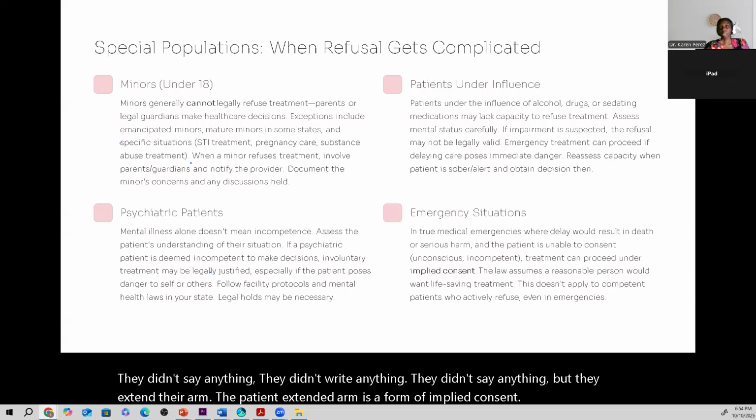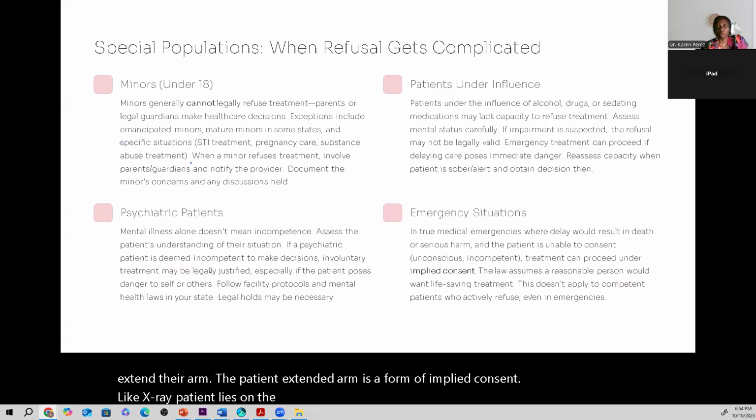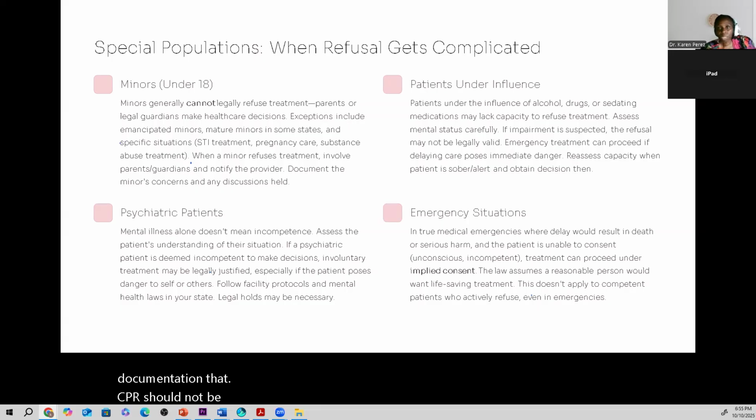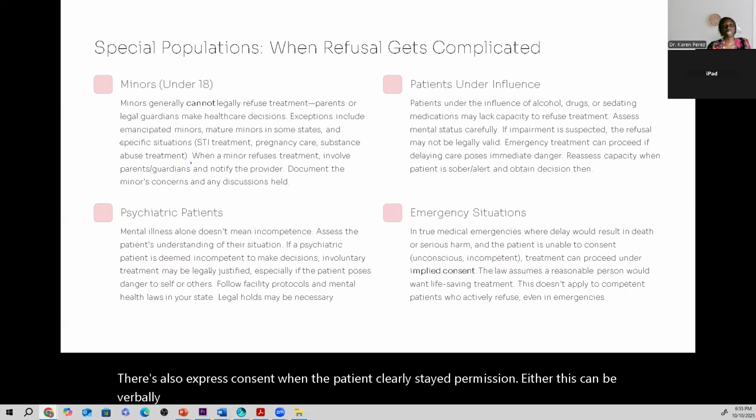Like an X-ray, the patient lies on the table for an X-ray when asked. It's implied. In an emergency, where the patient is unconscious and so forth, consent is implied unless they have documentation that CPR should not be done. There's also express consent, when the patient clearly states permission. This can be verbal or written, and this is express consent. All right.